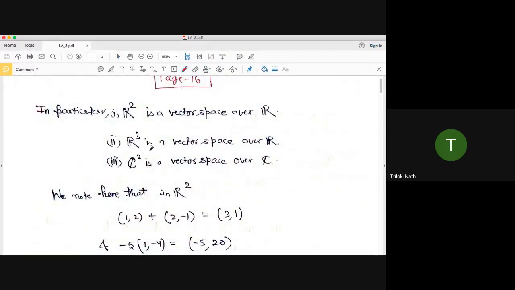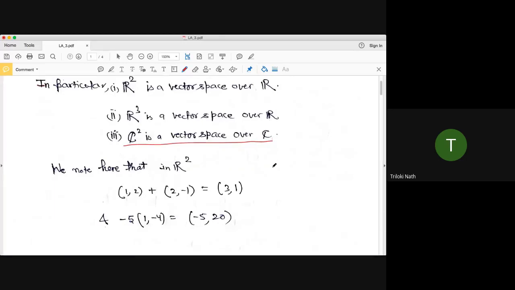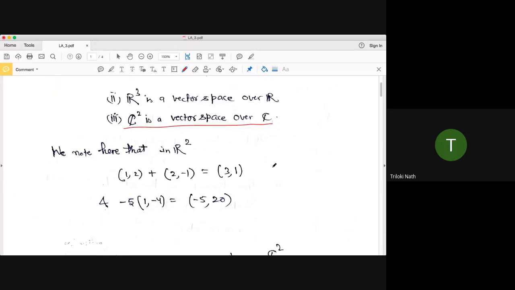Similarly, R^3, that is the set of all vectors in space in 3 dimensions, is also a vector space over R. So when we say that R^2 is a vector space over R, we understand the usual vector addition, that is coordinate-wise addition, and coordinate-wise scalar multiplication. When we say that R^3 is a vector space over R, we understand these two operations. C^2 is a vector space over C, again with the operations of coordinate-wise vector addition and coordinate-wise scalar multiplication.